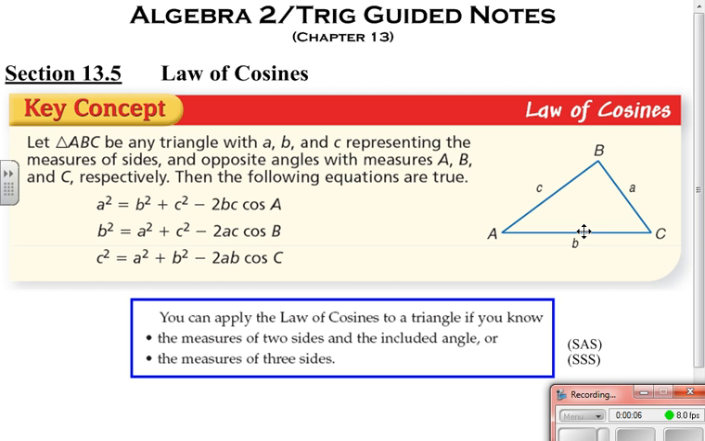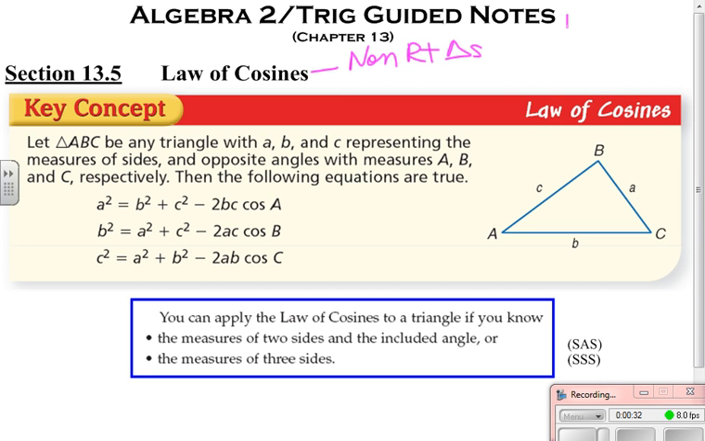13.5 covers our last concept in trig, and this is also a review from geometry. So the law of cosines is again something we can use for non-right triangles. It's another tool, and it's a tool that we use when law of sines doesn't work, because law of cosines is a bit more complicated when it comes to calculations and number of items.